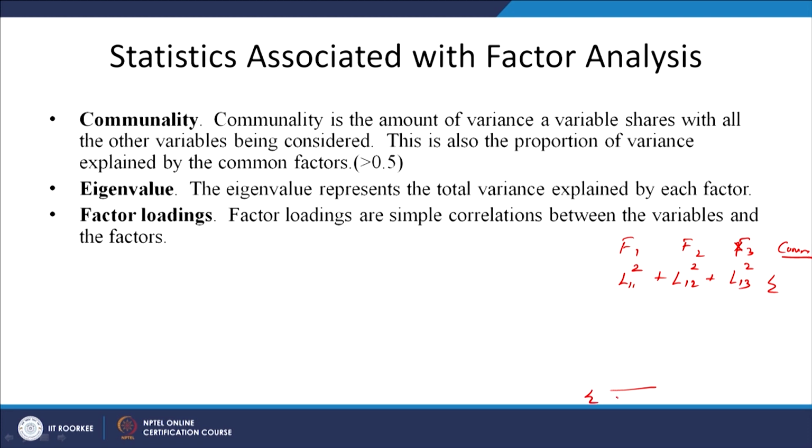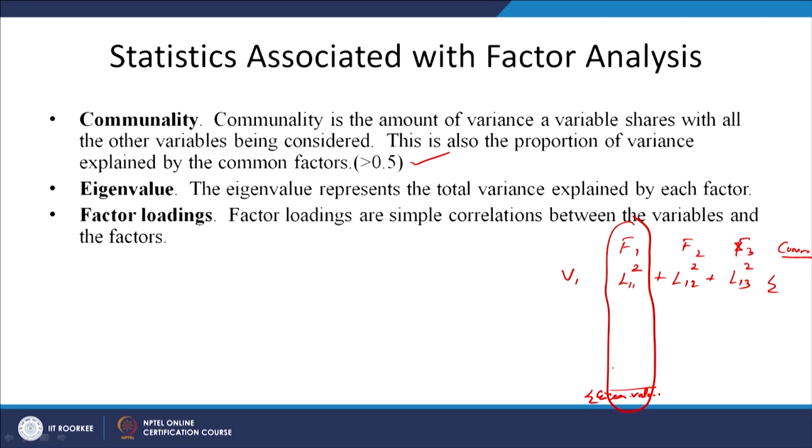So, the summation here, let us say for factor 1, let us say this is called my eigenvalue, right. As you can see, communality is the amount of variance a variable shares with all the other variables. Now, this variable, let us say V1, how much is it sharing with all the other variables through the factors, let us say factor 1, factor 2, factor 3? This is also the proportion of variance explained by the common factors, right, and the communality should always be greater than 0.5, right.